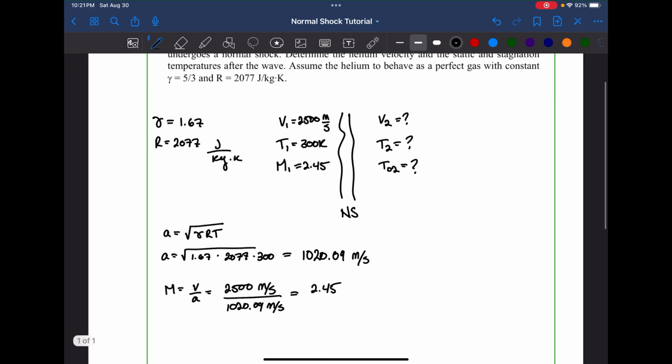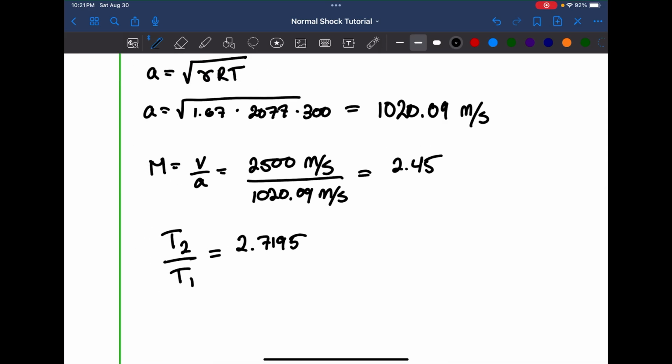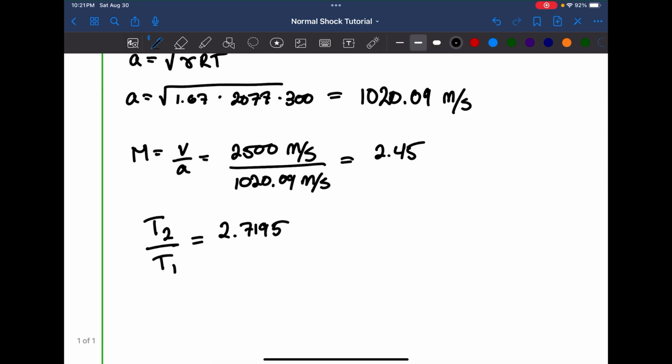So let's start with getting T2, just the static temperature. From our normal shock tables, we've got T2 over T1 for this particular Mach number of 2.7195. We'll go 4 decimal places, be real precise today. So that gives us a T2 of 2.7195 times our T1 of 300 Kelvin.